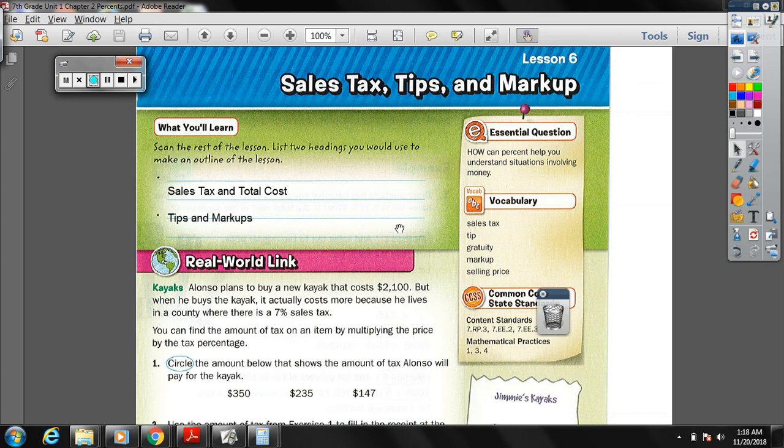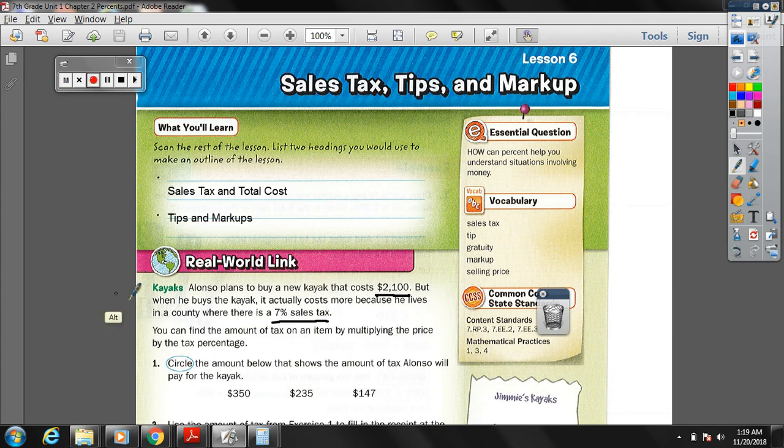We have this problem. We want to identify important information. This is very important. We read the problem. Alonzo plans to buy a new kayak that costs $2,100. We want to know this information right here. This is very, very important information. We must underline. But when he buys the kayak, it actually costs more because he lives in a county where there is a 7% sales tax. So we must include this information as well. These two pieces of information are vital for what we need to solve.